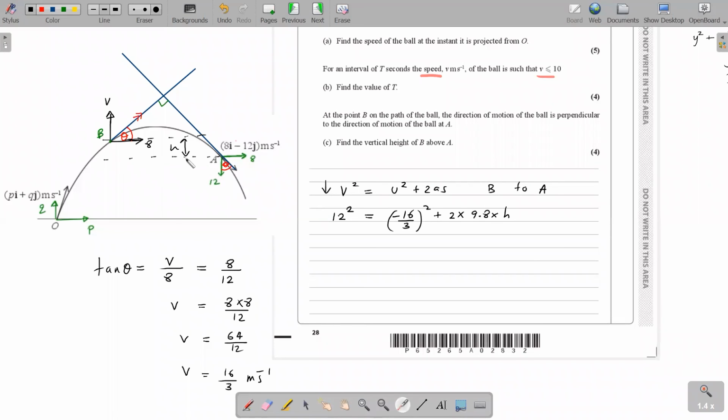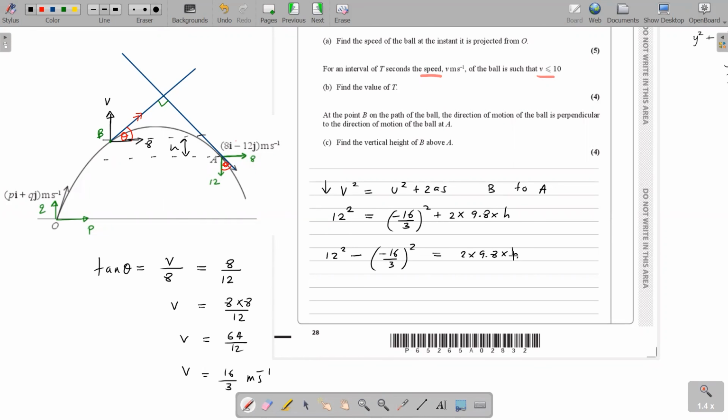Okay, so since A is below B, that's the reason I use downwards as positive, because from B to A, your displacement is h, a positive h downwards. Okay, the shortest vertical distance. Shall we get the value of h? So I get here 12 squared minus 16/3 squared equals 2 into 9.8 into h.